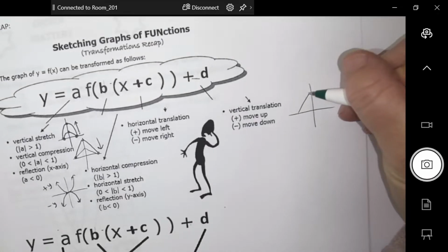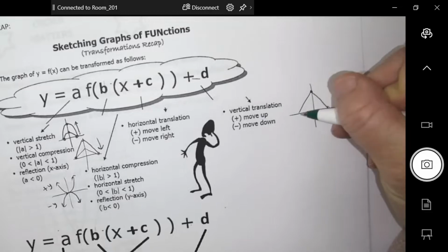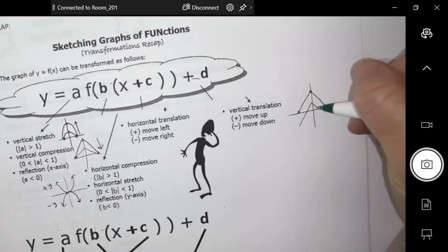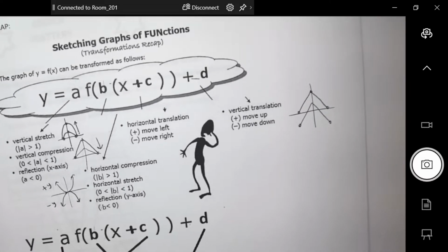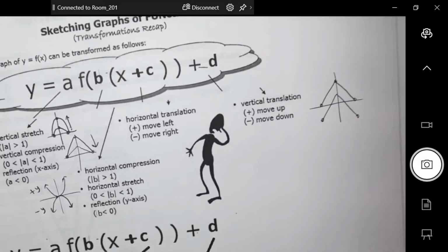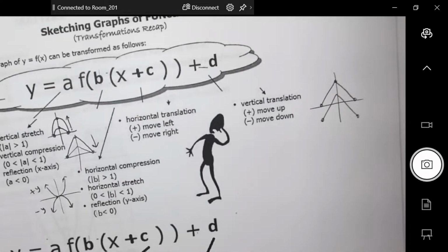Moving something up or down would look kind of like that. You're moving something up and down. Okay, so that's the A and that's the D.